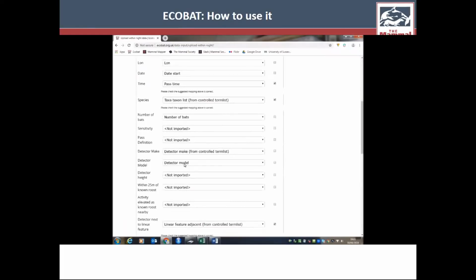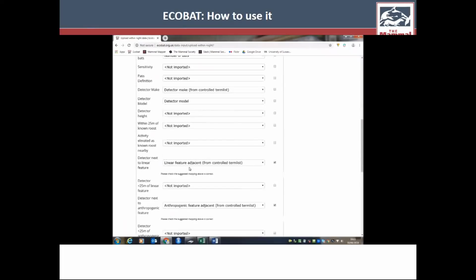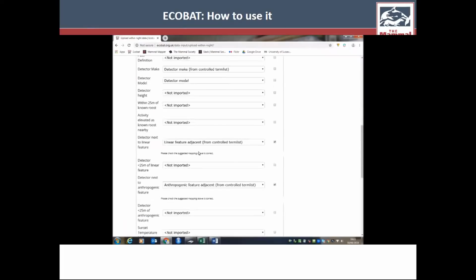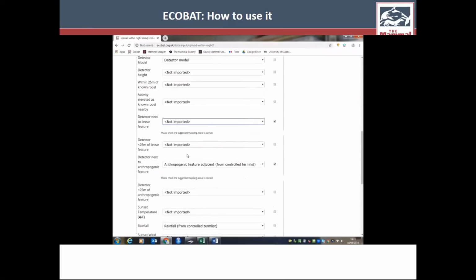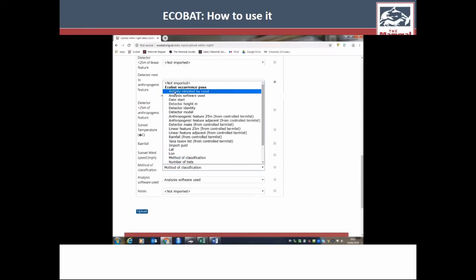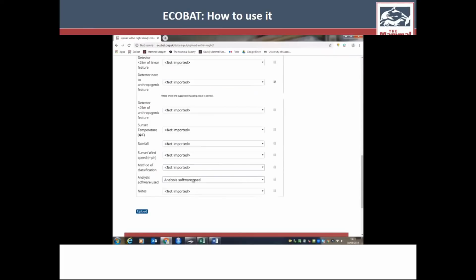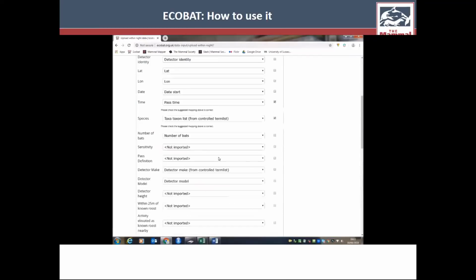The ones that were left blank should be not imported. So if any of them have a value in, like this one, which says linear feature adjacent, I left that blank, so that actually needs changing to not imported. Again, it won't work otherwise. And then just double check it.